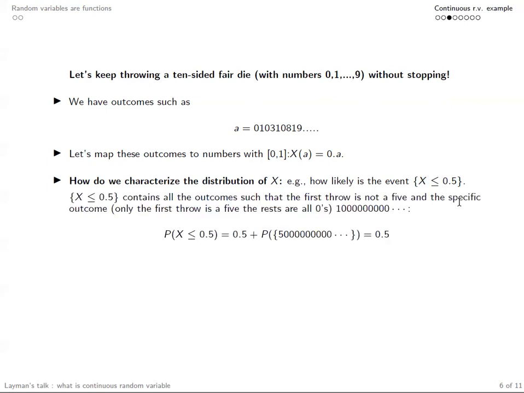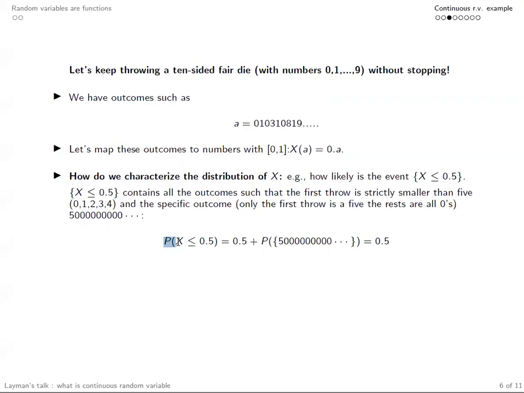Let's analyze the event first. Well, we know X smaller or equal to 0.5 contains all outcomes such that the first throw is not a 5. It has to be smaller than 5. Right? So you can take 0, 1, 2, 3, until 4. And there's also one specific outcome such that the first throw is a 5 and all the remaining throws are 0.